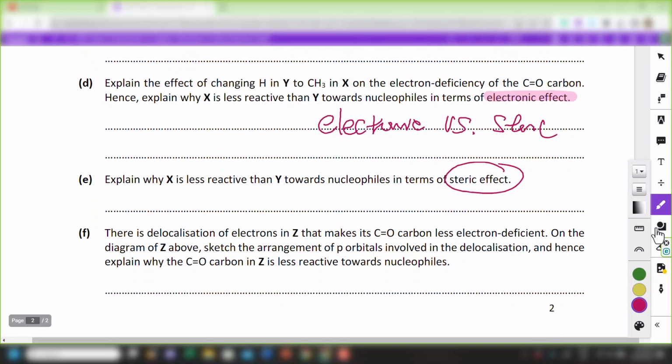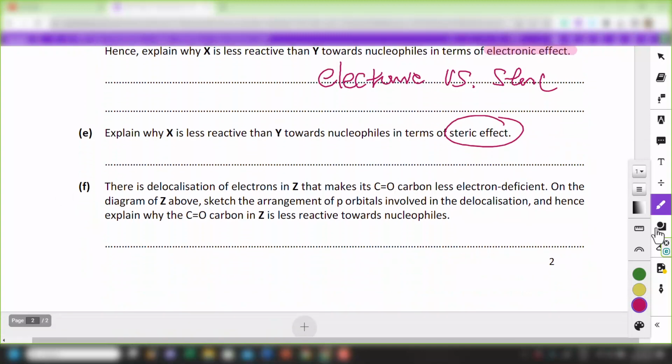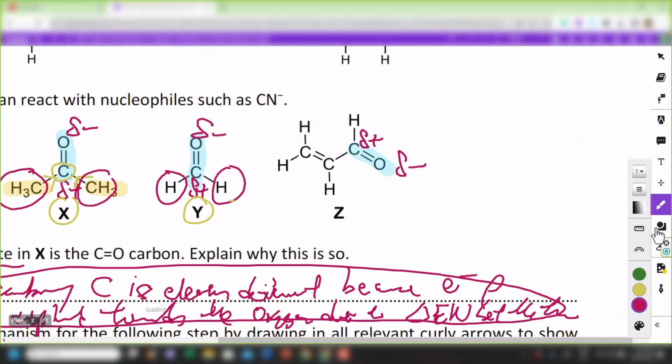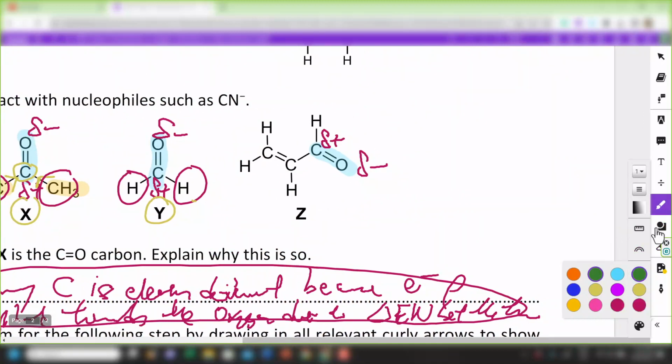Then finally we have F. There is delocalization of electrons in Z that makes the carbonyl carbon less electron deficient. So on the diagram of Z above, sketch the arrangement of p orbitals involved in the delocalization, and hence explain why the carbonyl carbon in Z is less reactive towards nucleophile. You can either sketch here, or I can just use the space below. A simple sketch will do.